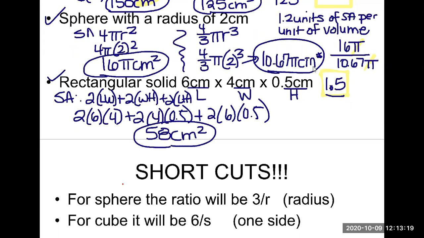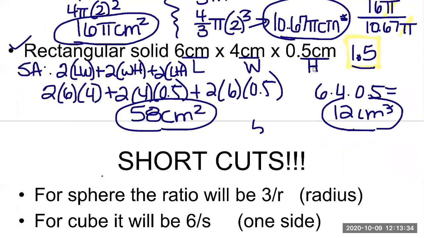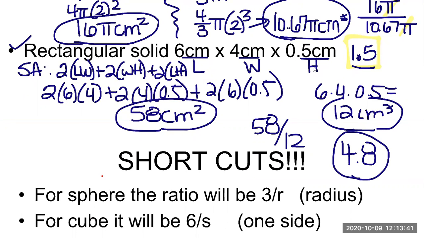And then my volume is just length times width times height. So that's just going to be 6 times 4 times 0.5. And that's going to give me 12 cubic centimeters. All right. And then if I divide that out, 58 over 12, and I'm going to get a ratio of 4.8 to 1. Technically, all of these are to 1, just to clarify. So that's, in other words, a ratio of 4.8 units of surface area per every 1 unit of volume. So that's another way you could word this.